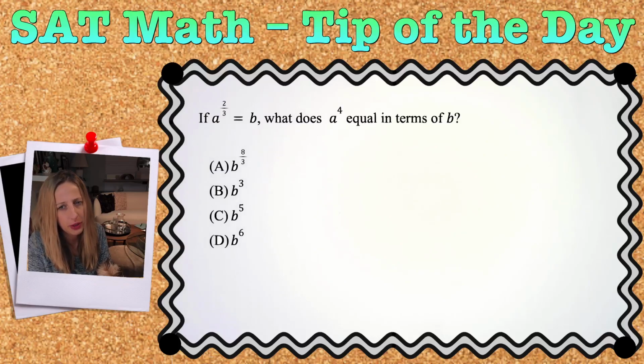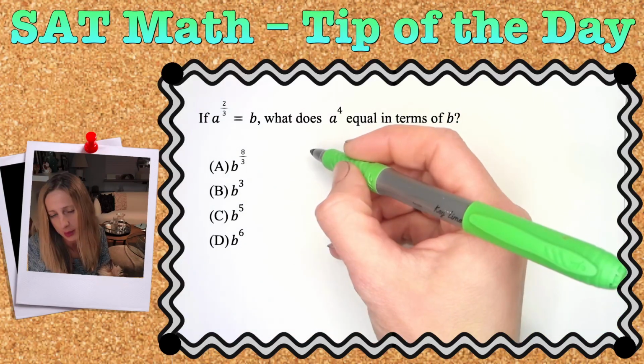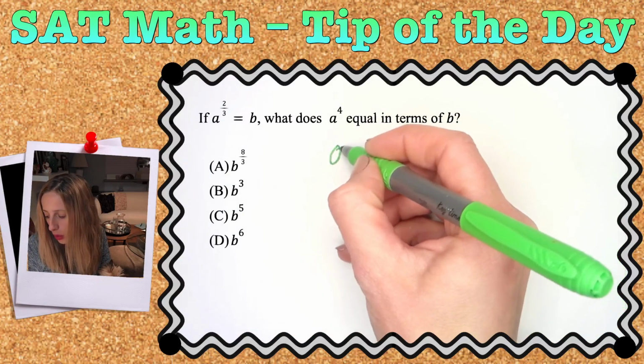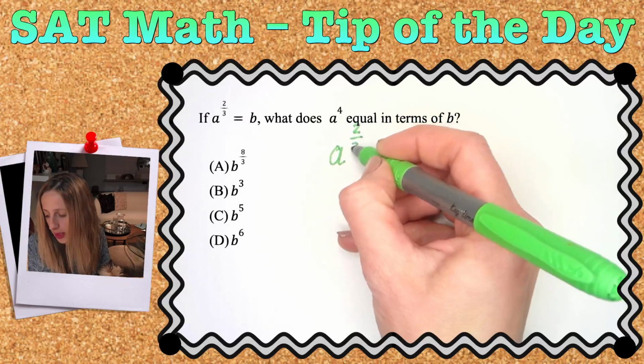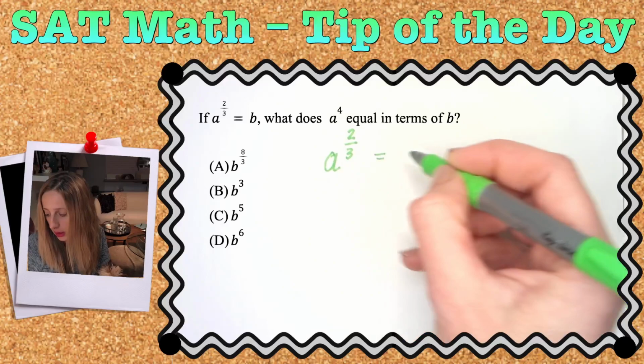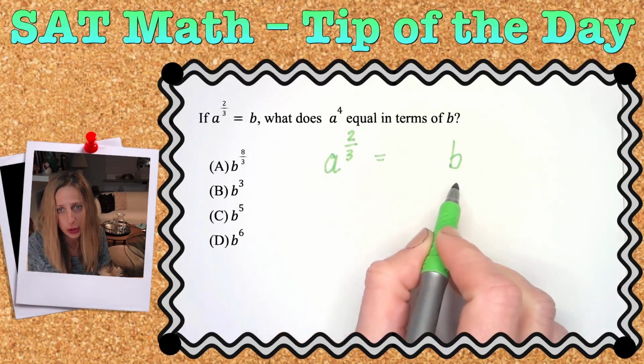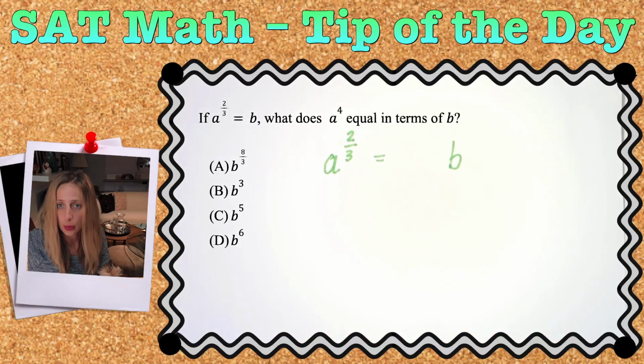A lot of people are afraid of the phrase "in terms of." That just means give me your answer in English, give me your answer in Greek, give me your answer in b. Like b should be in your answer. Don't overanalyze that statement. Okay, so this is going to be similar to other examples that we looked at. So what I want to do is manipulate what I have already until it looks like what I want it to look like. So I already know a to the 2/3 is equal to b.